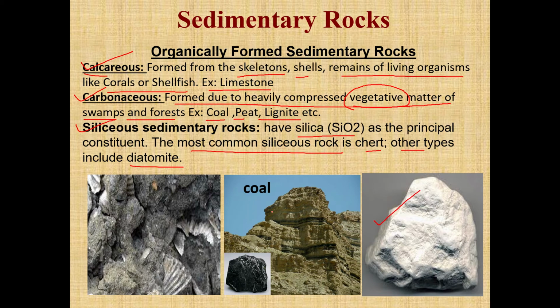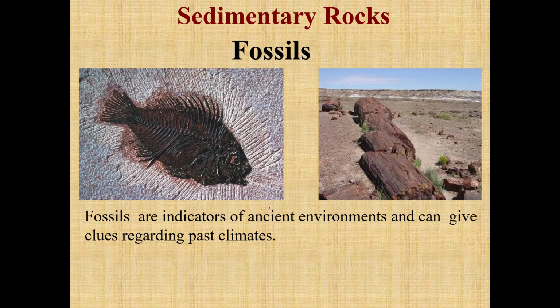Here we can see the carbonaceous, that is the coal, and calcareous, that is the calcium of the skeletons or the crustaceans. We can see over here. Those are calcareous sedimentary rocks. Carbonaceous, you can see the strata of coal over here, and siliceous sedimentary rocks.